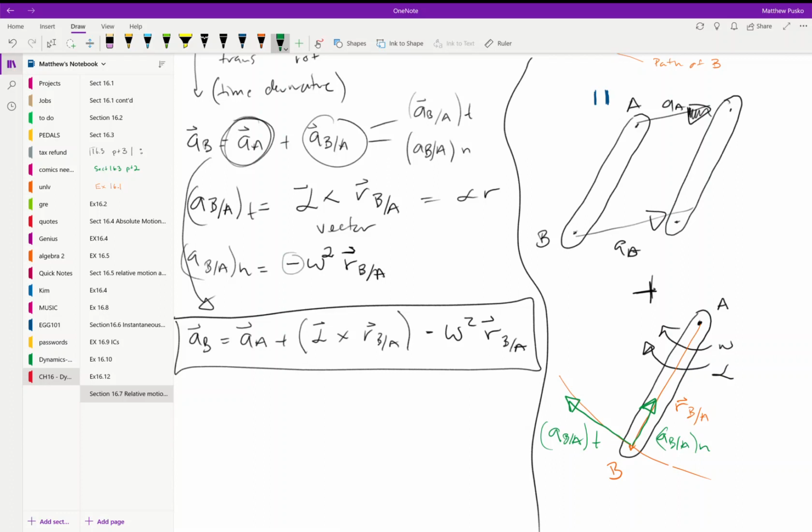Okay, and if you do vector addition on this, we get an acceleration vector like such. And that's our answer. It's going to be pointed inwards a little bit because it is rotating, and a component of it in the normal direction points towards the center of rotation.